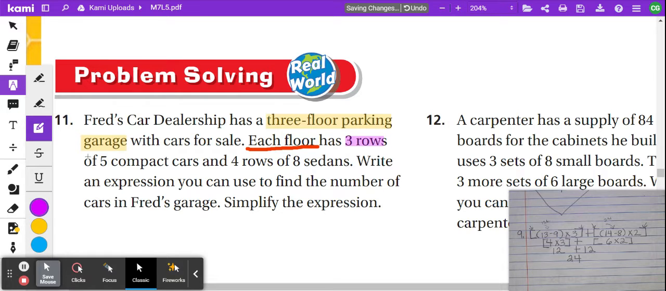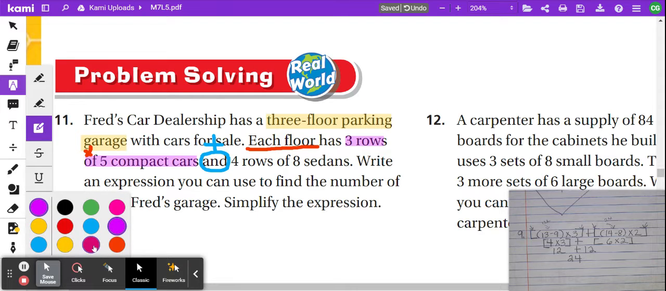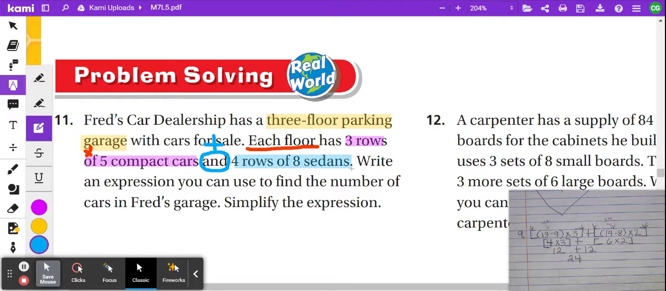3 rows of, there's that of, that means what operation? Okay, you should be thinking multiplication. So I'm going to write of, multiplication. And then there's this word and. So this particular one, what operation would I do with this one here? Because it has 4 rows of 8 sedans. Yeah, I'm going to combine those together. So I'm going to put a little plus sign on top of here. Then it has, let me do, I guess I'll do blue. And then I have 4 rows of 8 sedans.